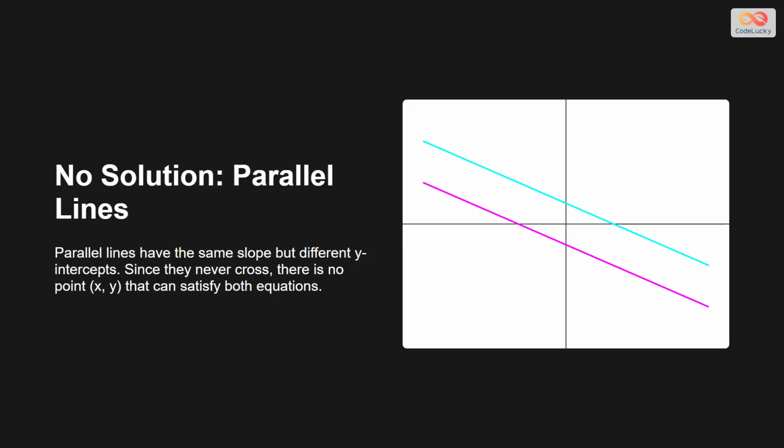The visual representation of an inconsistent system is a pair of parallel lines. Think of them as train tracks that run alongside each other forever but never meet. These lines have the exact same steepness or slope, but they cross the vertical y-axis at different points. Because they never intersect, there's no common point and therefore no solution.